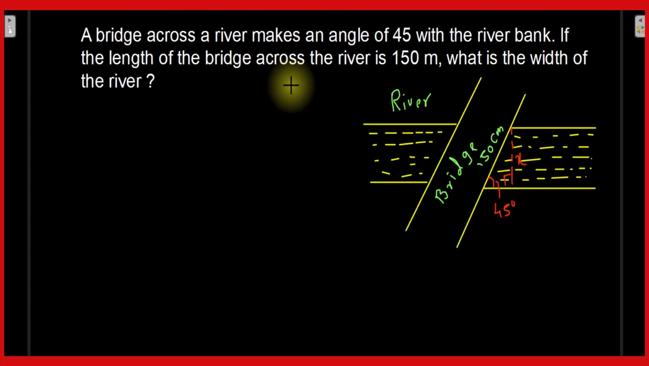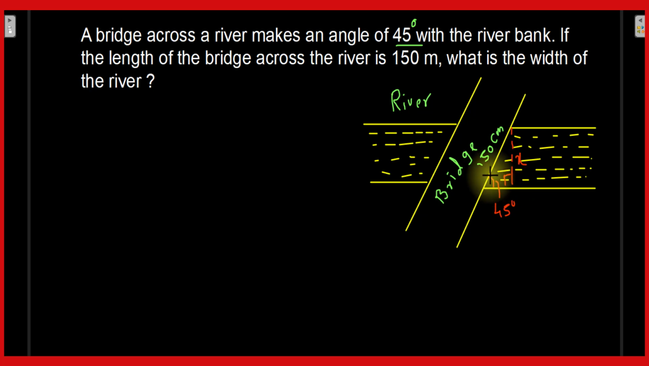Here is the next question on the screen: a bridge across a river makes an angle of 45 degrees with the river bank. If the length of the bridge across the river is 150 meter, what is the width of the river? This is the river and this is the bridge over the river, which makes an angle of 45 degree with the river bank. So this is the river bank, and with this river bank it makes the angle of 45 degree. So this angle is 45 degree.